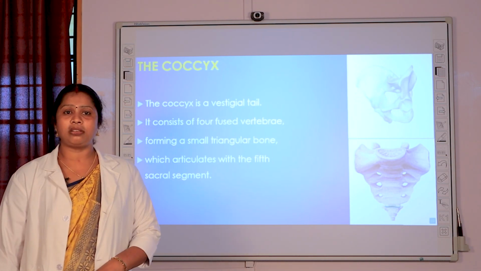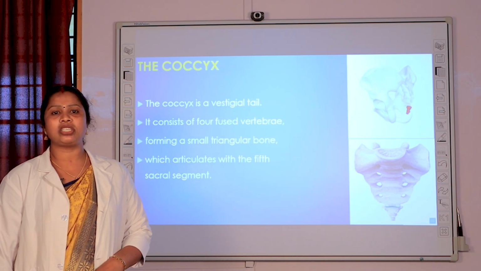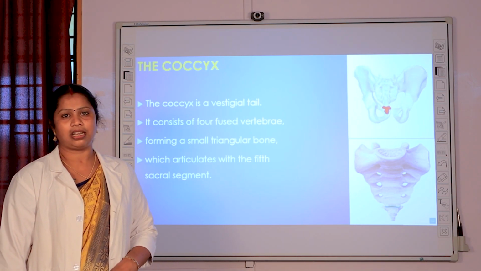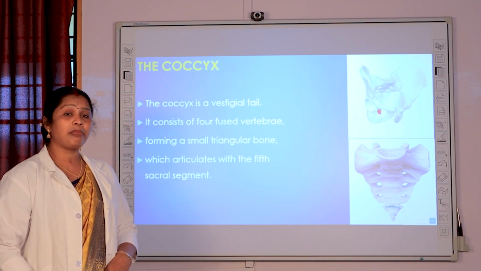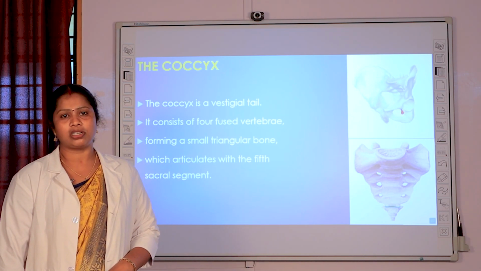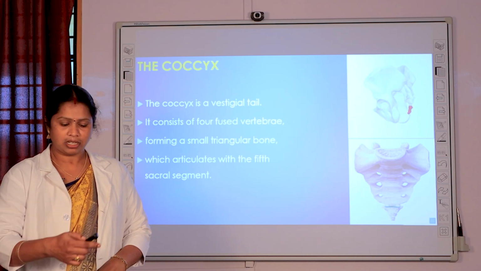The next bone is the coccyx. It is otherwise called a vestigial tail. It is formed by 4 fused vertebrae. During labor, the coccyx moves backwards to allow the descent of the fetal head.